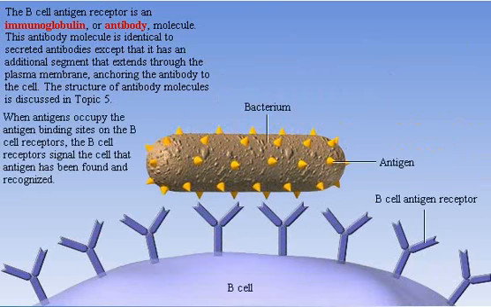When antigens occupy the antigen-binding sites on the B-cell receptors, the B-cell receptors signal the cell that antigen has been found and recognized. Click the bacterium to see it bind the receptor.